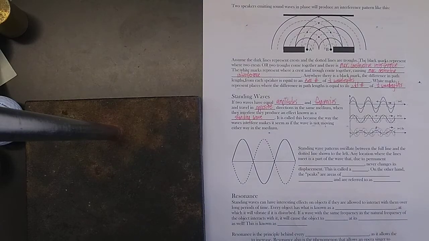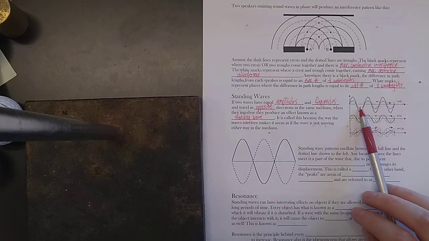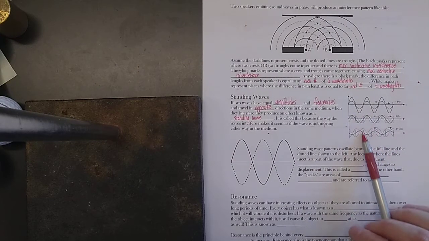It's called this because if you view the wave, it doesn't look like the wave is moving one direction or the other, because those two waves that are overlapping are combining in such a way that it doesn't look like it's moving. This right here is an example of a standing wave as time goes on.